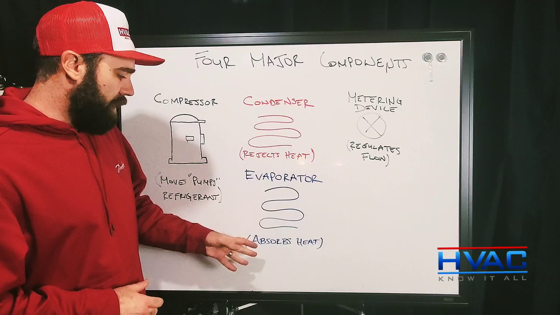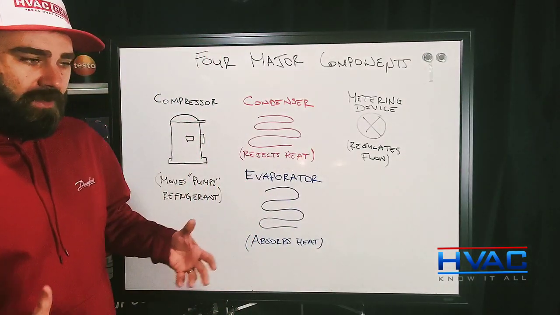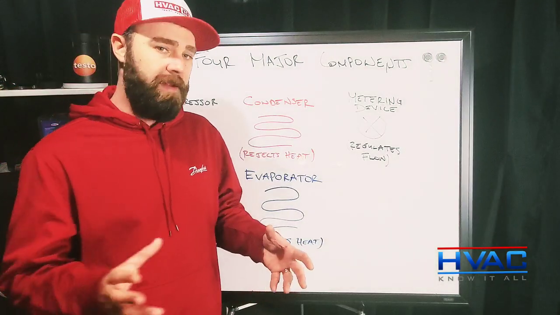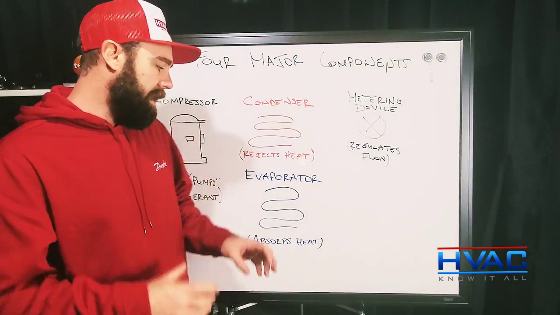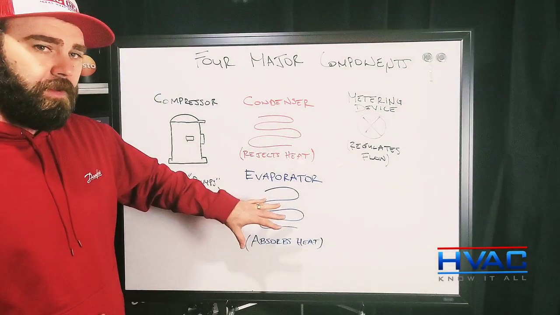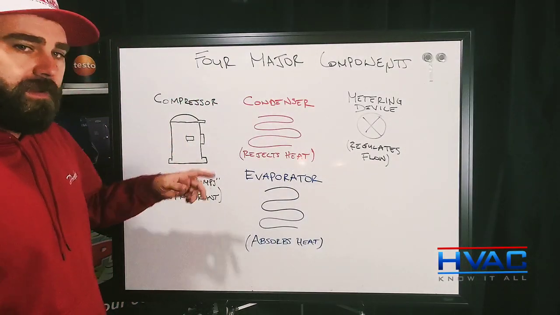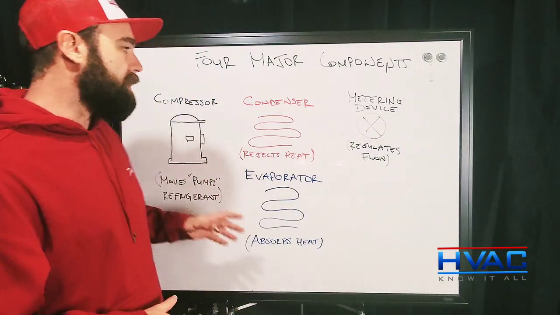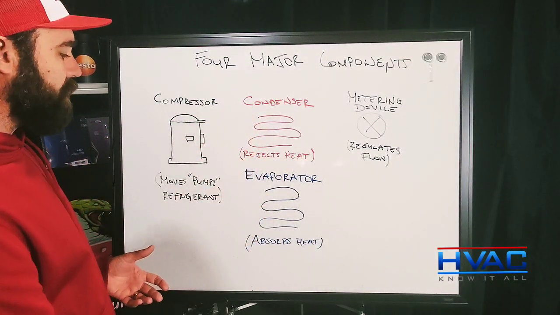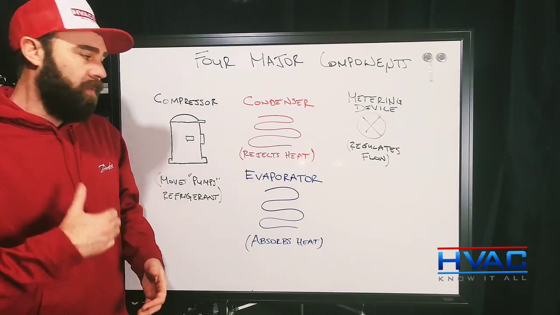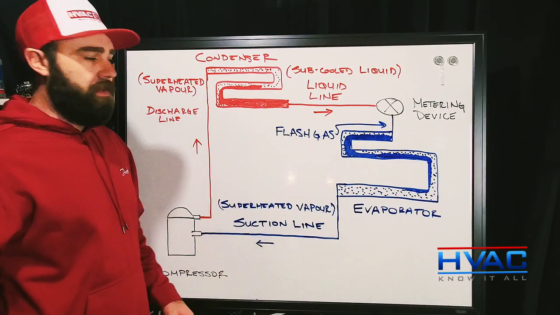The evaporator's job is to absorb heat. So if we're in a residential application and we have a blower fan moving air across the evaporator, it takes heat from the air. It absorbs the heat from the home, and then moves it back through the system, starting with the compressor pumping. So now we've covered the four major components briefly. I'm going to draw this cycle out for you guys so you can see what it looks like in full activation mode. So here's where the magic happens, guys.